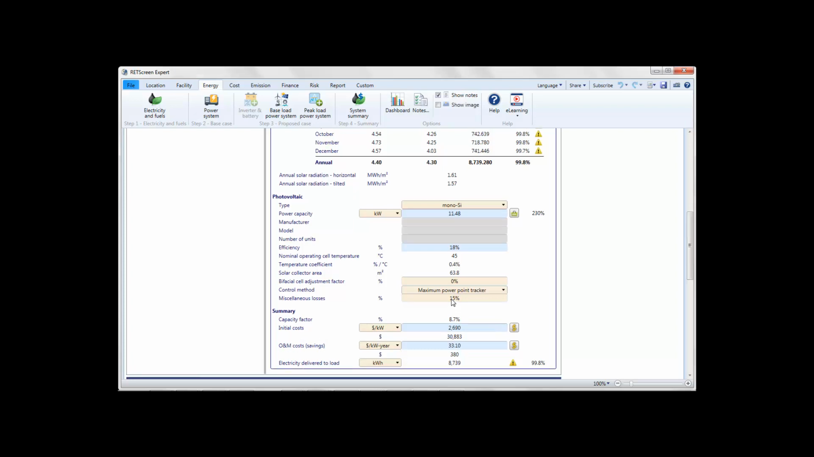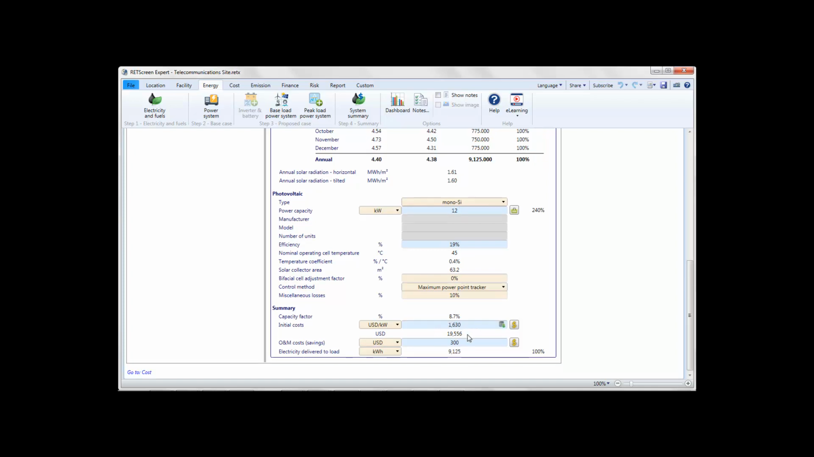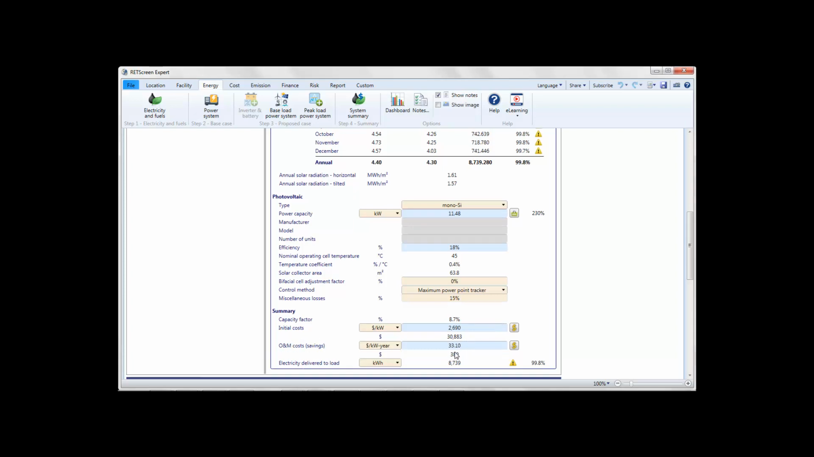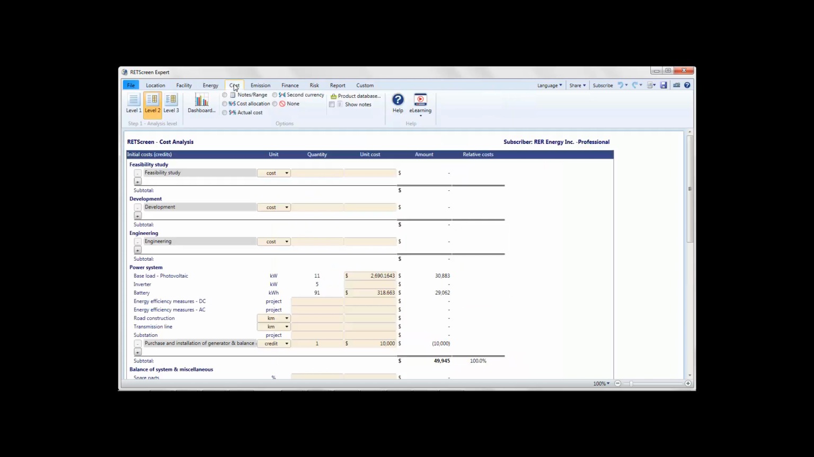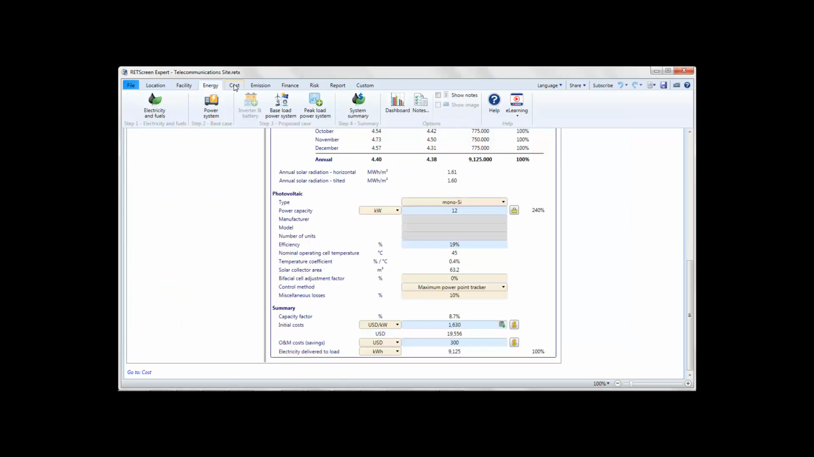miscellaneous losses. Here again we see much higher costs, at least for the initial costs, $30,000 for the array versus 26,000, converting to Canadian dollars here. 15% higher, but remember there's that conversion in price there. In terms of the O&M costs, they're very similar. Going to the cost page, this will be interesting because we'll see whether it's included the same replacement costs as us.